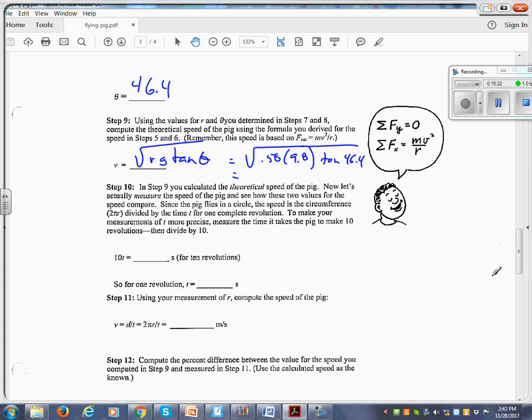Is that what you got too? He's lying to you. 2.4 meters per second. Pay attention.